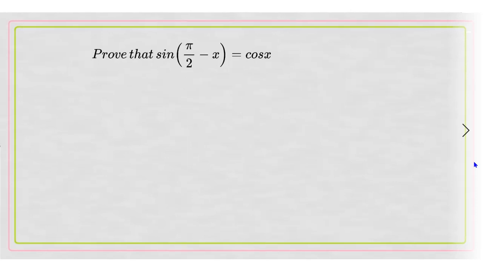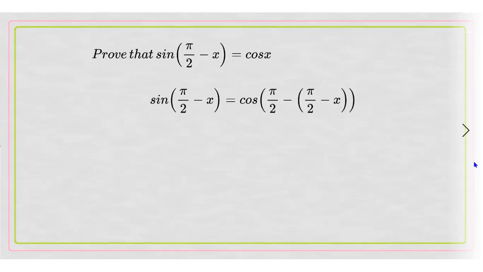Now take this one. Prove that sin of pi by 2 minus x is equal to cos x. To prove this, you consider sin of pi by 2 minus x. This can be written as cos of pi by 2 minus, pi by 2 minus x. Try to understand this result correctly. We already derived the formula for cos of pi by 2 minus x, and we know the formula cos of pi by 2 minus x is equal to sin x.